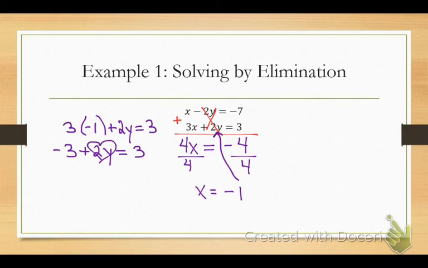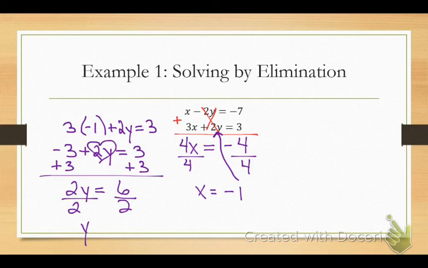Okay, so put a heart around 2y. What do you do next, guys? We're almost done. Add 3 to both sides. 2y equals 6. Divide by 2. And y equals 3. If you made a mistake, do you see where you messed up?